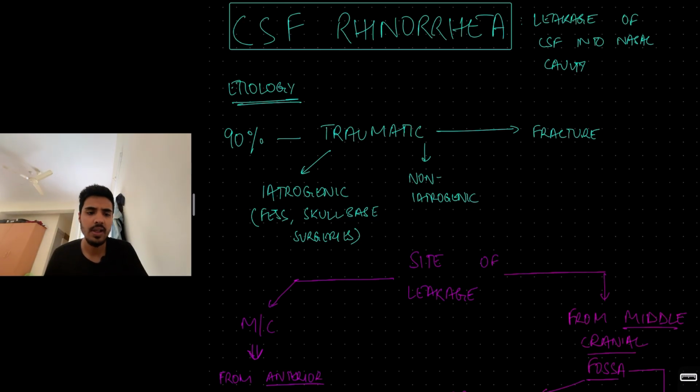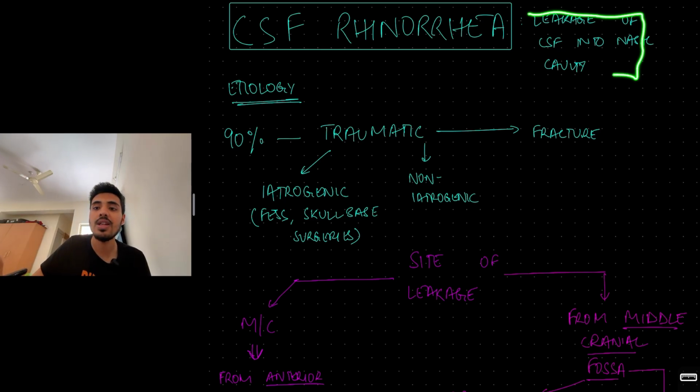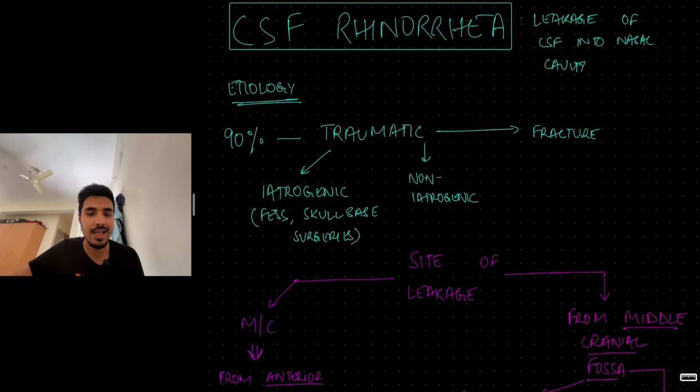Today we'll be covering another very clinically relevant topic, that is CSF rhinorrhea. Just as the name suggests, it is the leakage of CSF through the nose, the drain. You'd start having CSF discharge to the nose. The definition is the leakage of CSF into the nasal cavity is CSF rhinorrhea.